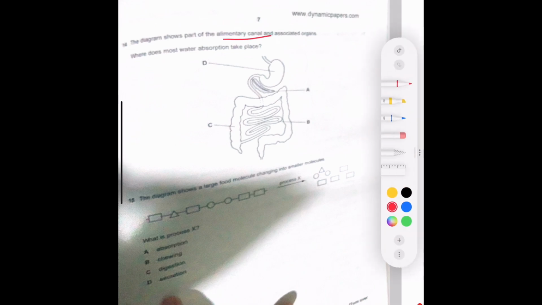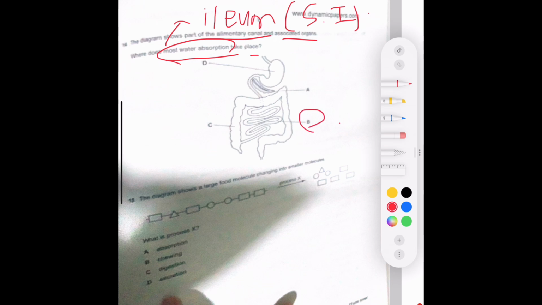Now, question 14. The diagram shows a part of the alimentary canal and associated organs. Where does most water absorption take place? Most of the water absorption takes place in the ileum, or the small intestine. And where's the small intestine? It is B. 15. The diagram shows a large food molecule changing into a smaller food molecule. So what is the process X? X is the process of digestion, specifically chemical digestion. So the answer is C.